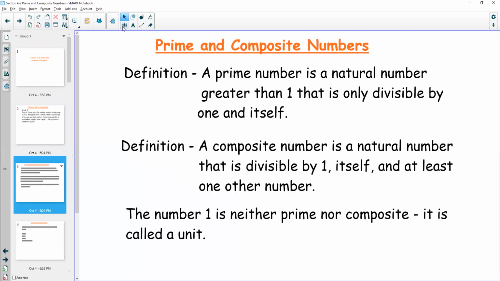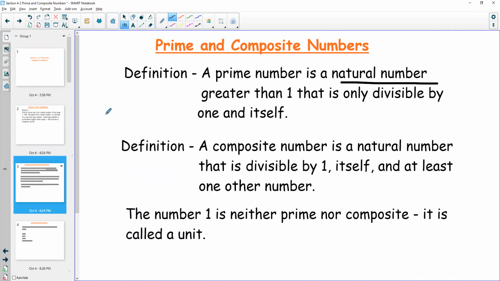So to define those, a prime number is a natural number, okay? So something you can count on your fingers, and it is greater than 1, but only divisible by 1 and itself. 3 is a prime number, 7 is a prime number, 11 is a prime number. You could name a whole bunch, 19.